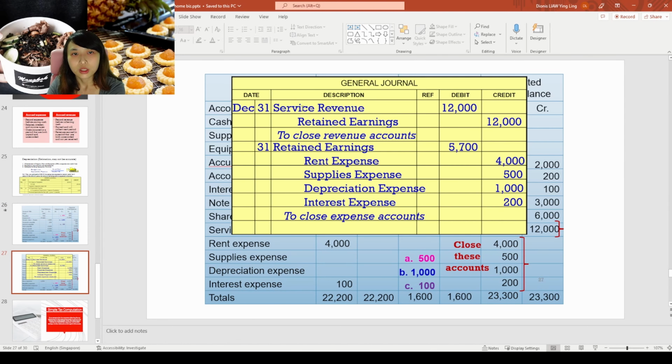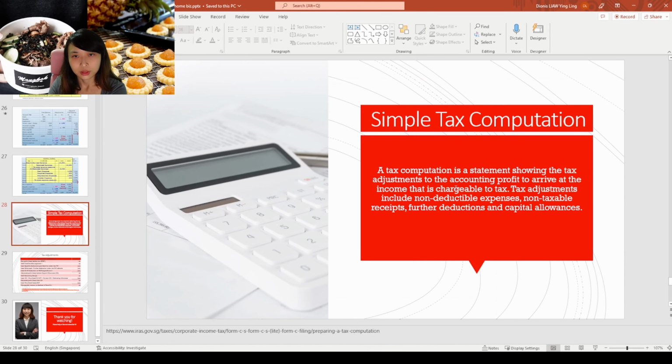So all the revenue is credited, right? Now you will debit the revenue to make it become retained earnings. So you will debit revenue and credit retained earnings to close revenue accounts. And then for expense accounts, you will debit retained earnings and credit all the different expenses to close the accounts. Okay, so you can get your net amount already.